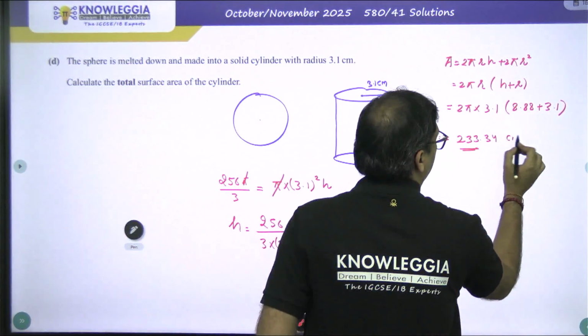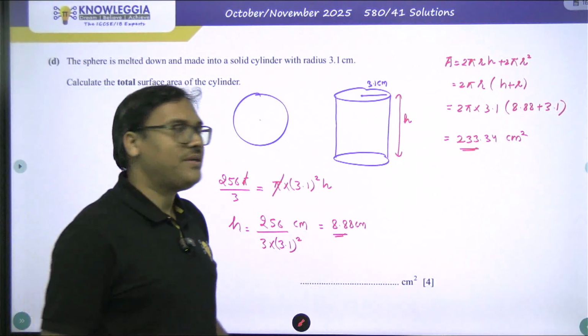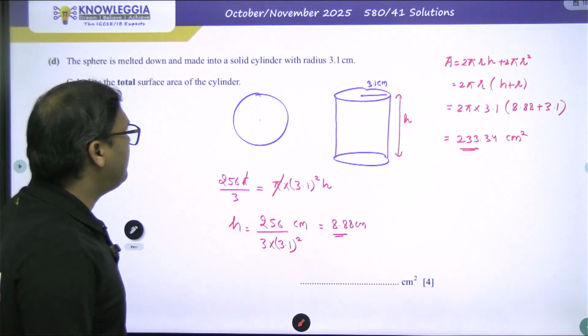233.34 area, that is centimeter square. Okay, so that is the answer for this question. I hope this is clear. You have to just check the calculations. This is the correct answer for this. Let's move to the next question.